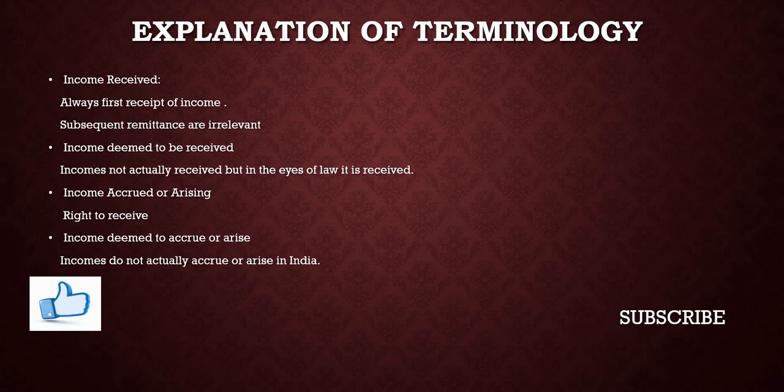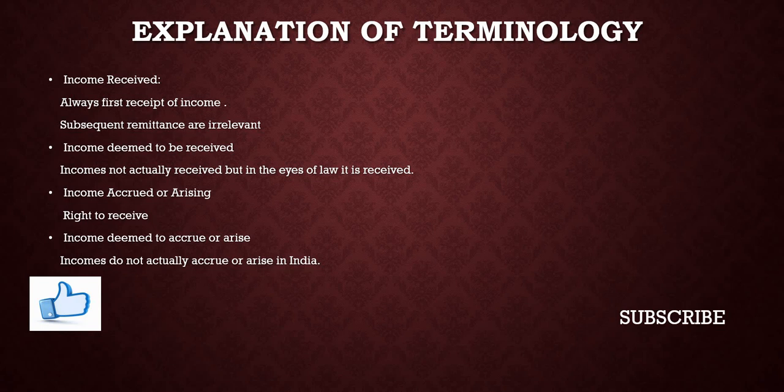Then the next one is income accrued or arising. When there is a right to receive the income, that is called income accrued or arisen. Income accrued or arising in India is Indian income and is taxable irrespective of the residential status. When the right to receive becomes vested in the assessee, the income is said to accrue or arise in India. Then income deemed to accrue or arise means incomes that do not actually accrue or arise in India, but under section 9 of the Income Tax Act, they are treated as having accrued or arisen in India.